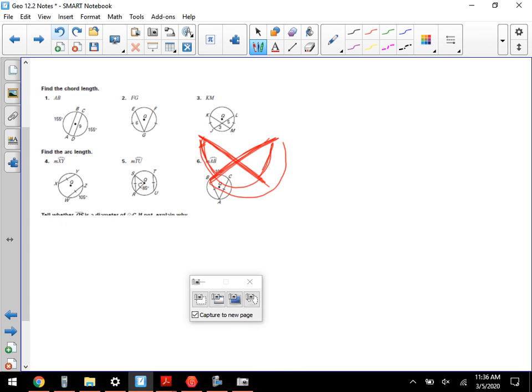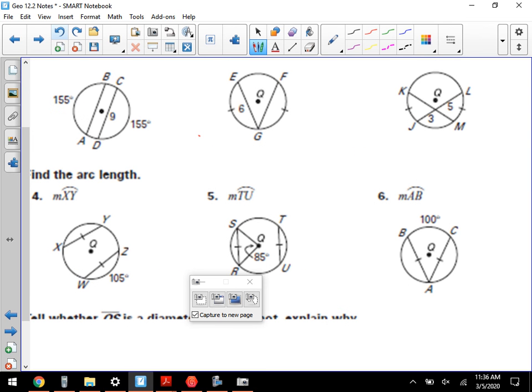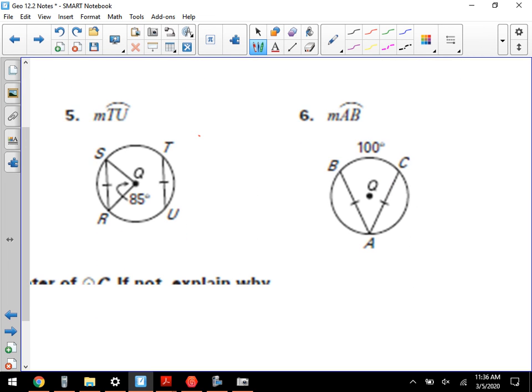Okay. Number 8, again X, Y, that's easy. On 5, they're giving you a central angle. If that's your central angle, what's the arc that you run into?